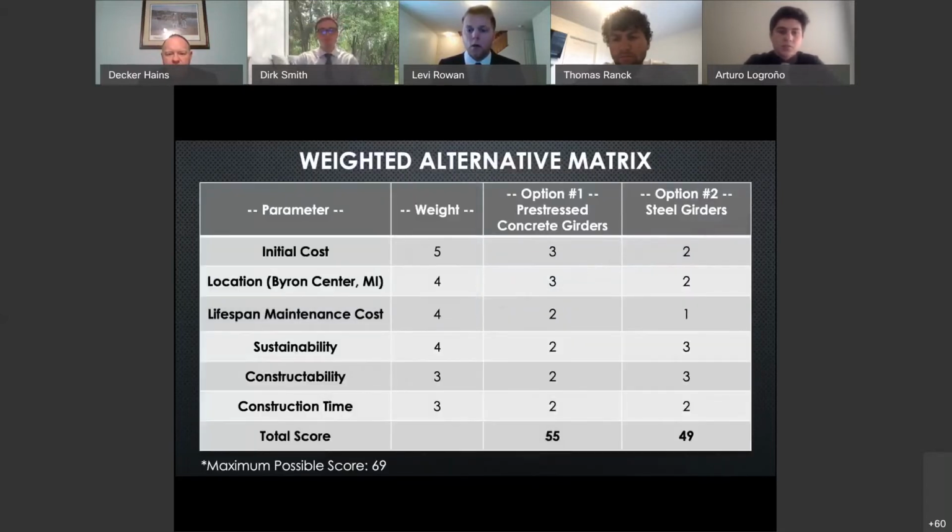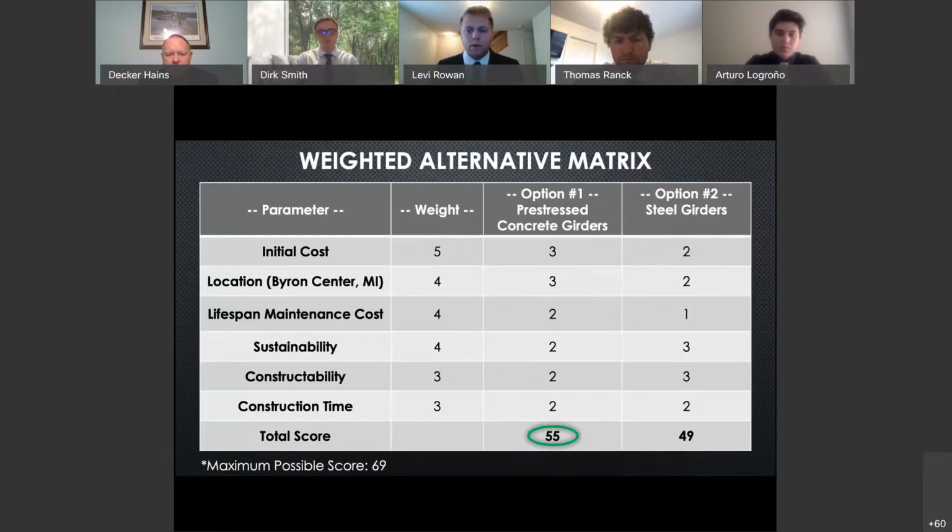Aside from cost, a more in-depth weighted alternative matrix was developed. The matrix allows an effective analysis of the pros and cons for each girder design. The matrix carries increased weight for more considerable parameters. The pre-stressed concrete girders yielded a better total score as the final matrix was established.